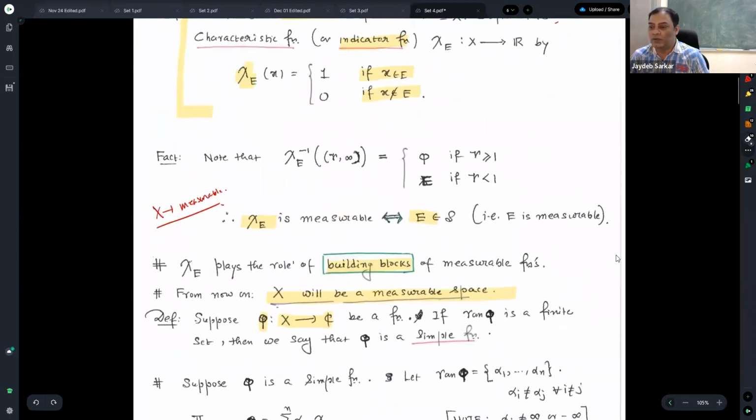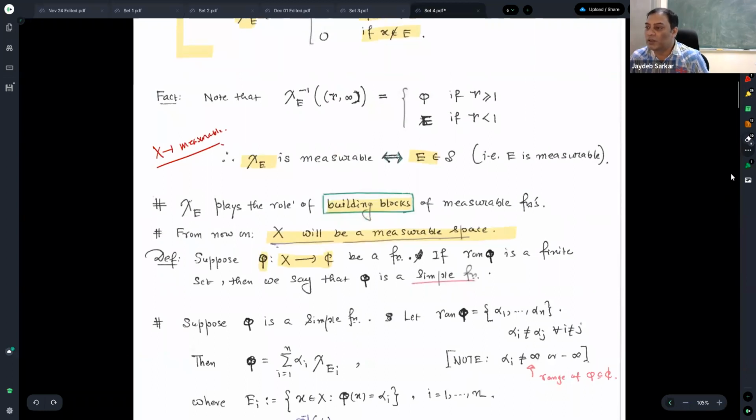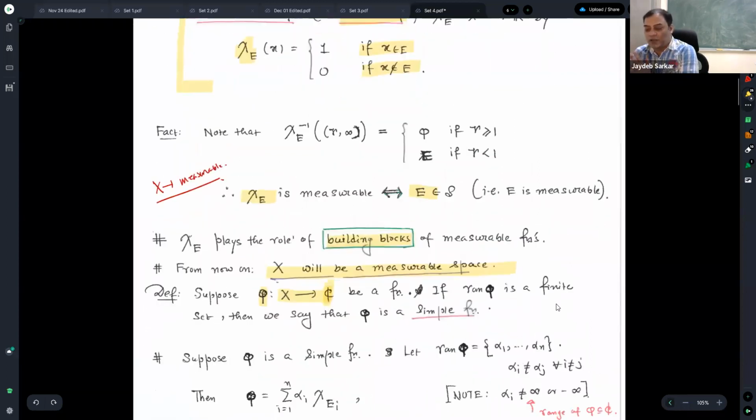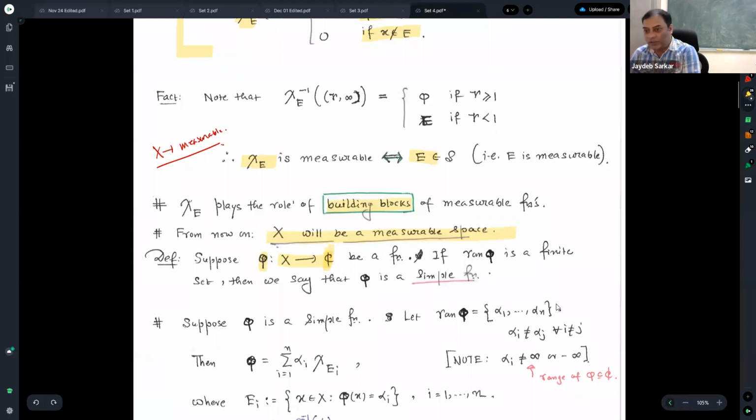I think there is a point also. That's what I've said here. So you take a function phi from X to C. Note that I have taken C. So C includes also the real line, but not plus minus infinity. Okay, C doesn't have the plus minus infinity part, it's only the real part. If the range of phi is a finite set, then we say that phi is a simple function. Okay, so you take a function whose range has only finitely many points, then you call it a simple function. Simple definition. Okay, the range is very limited.